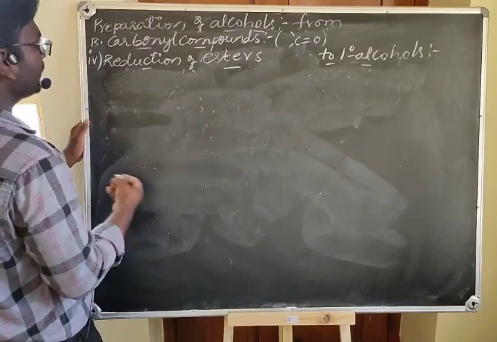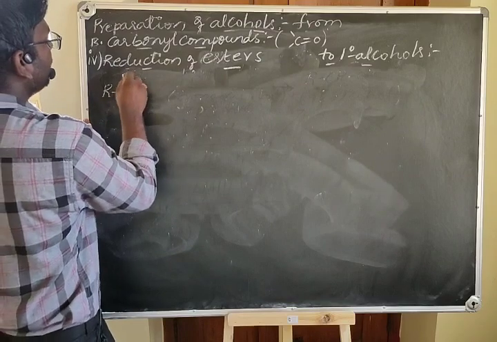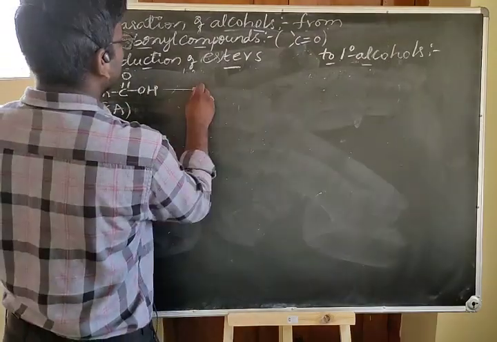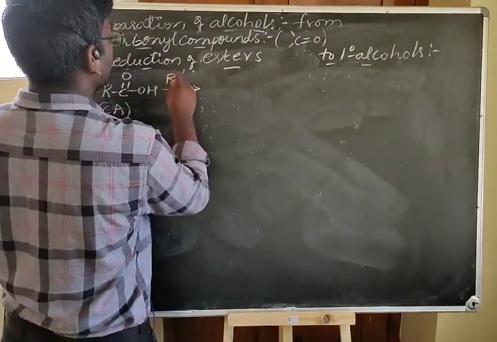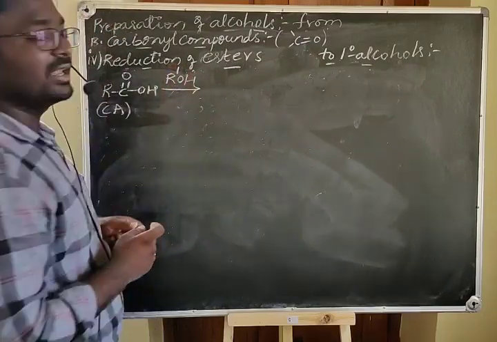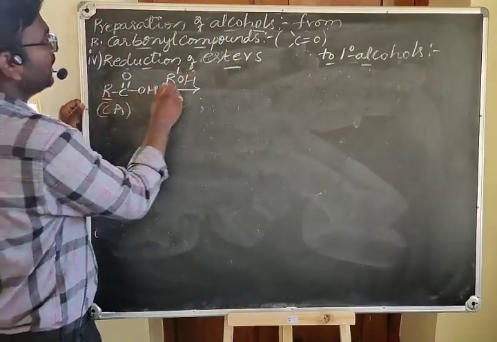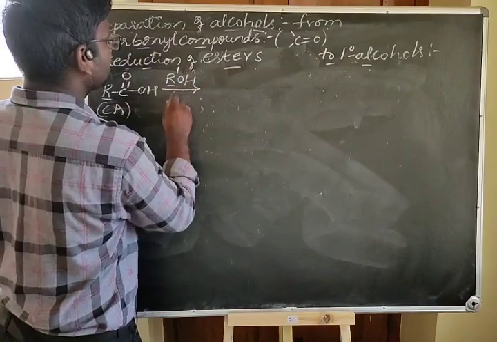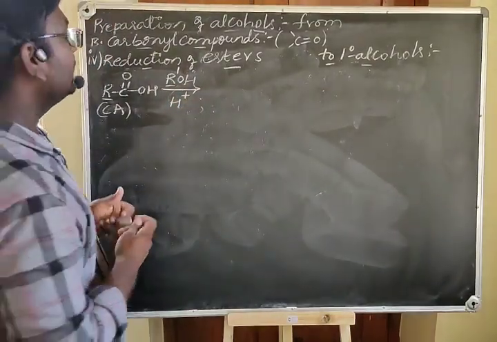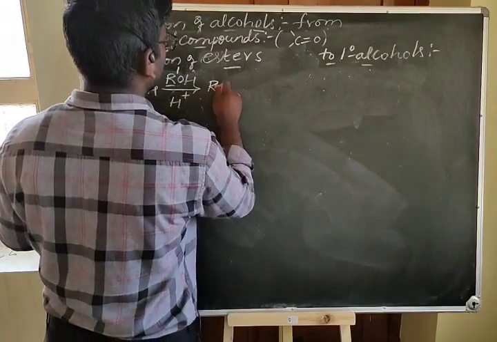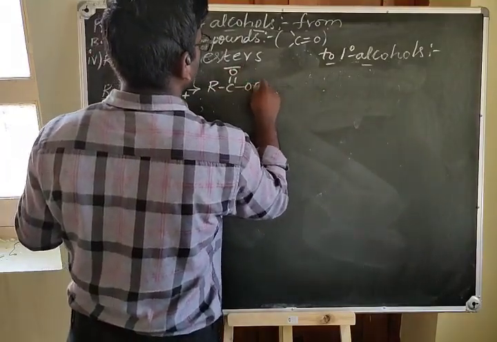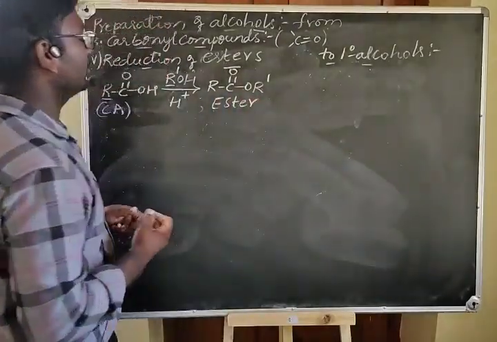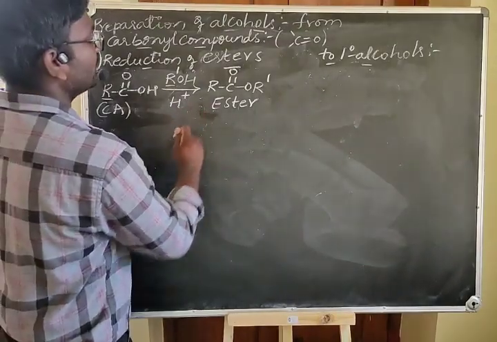Yes, let's take the general representation here. Carboxylic acid when treated with alcohols, I am taking R dash OH. Here this R and R dash may be same or different. When carboxylic acids are treated with alcohols in the presence of an acid, it undergoes esterification to give RCOOR dash. It is called an ester, with the release of water molecules.